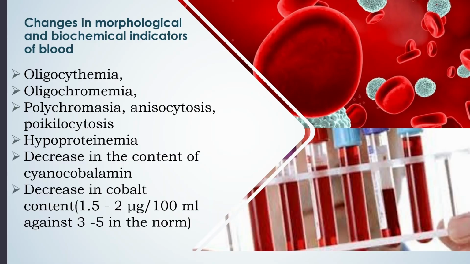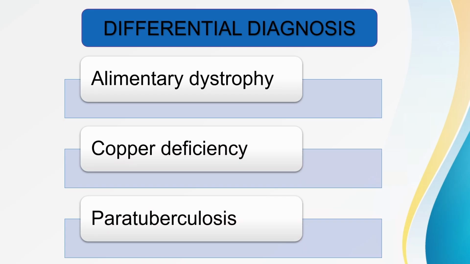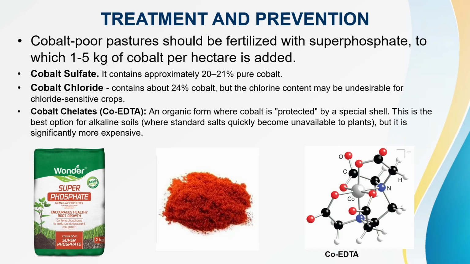Changes in morphological and biochemical indicators of blood. Oligocythemia, oligochromemia, polychromasia, anisocytosis, poikilocytosis, hypoproteinemia. Decrease in the content of cyanocobalamin. Decreasing cobalt content, 1.5 to 2 micrograms per 100 milliliters against 3 to 5 in the norm. This disease should be differentiated from alimentary dystrophy, copper deficiency, paratuberculosis. Treatment and prevention of hypocobaltosis.